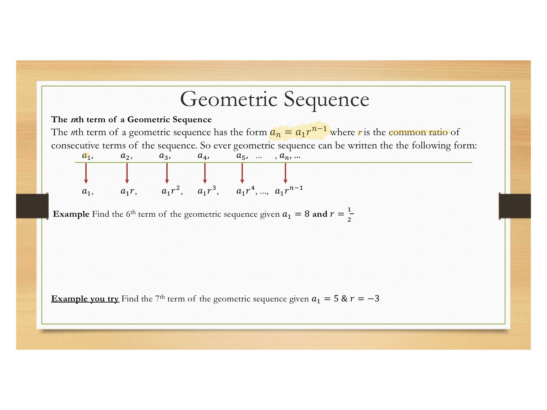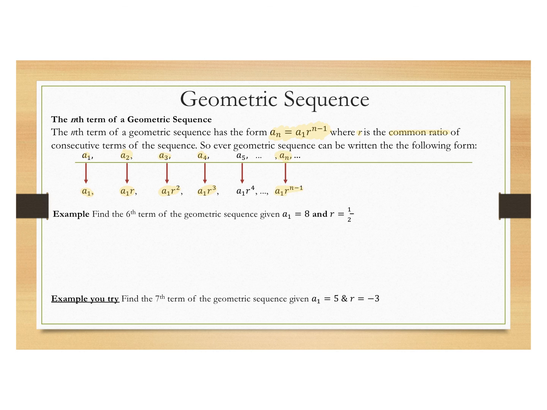Notice for a1, we just have a1. a2 is a1 times r to the 2 minus 1 power, or r to the first. For a3, a1 times r squared, or a1 times r to the 3 minus 1 power. a4 is a1 r cubed, or a1 r to the 4 minus 1 power, and it continues on until our nth term.